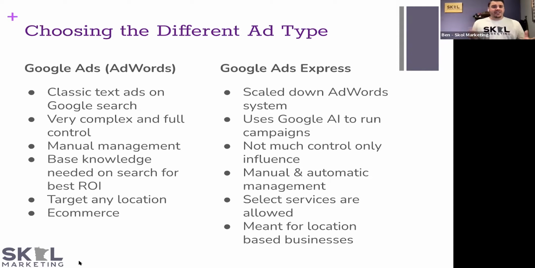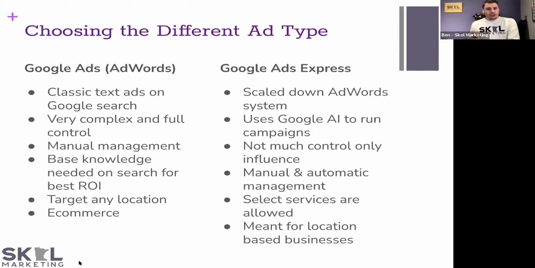Now, if at the end of this presentation you come out of this going, hey, Ben, I was going to run Google ads, but maybe this is just a little bit too much for me and I don't want to go get outside help, I can't afford it, whatever the situation may be, one option you may want to look at is called Google Ads Express, or they're also called smart campaigns. Really, this is a scaled down version of the classic ad that we just talked about here on the left. But really what this does is it uses Google AI, or artificial intelligence, to help you run your campaigns.